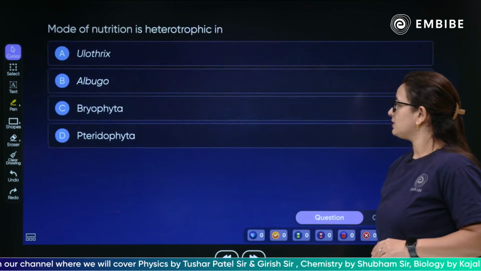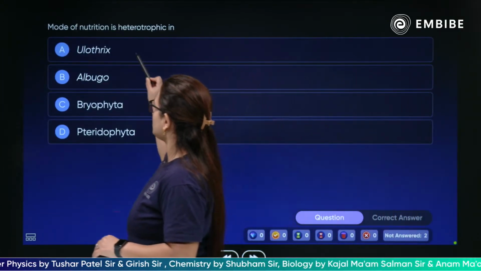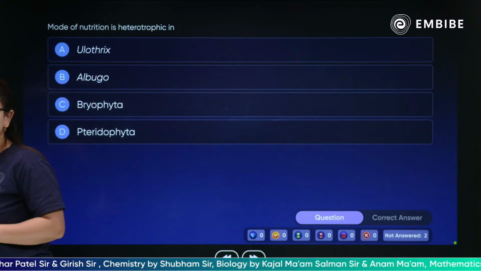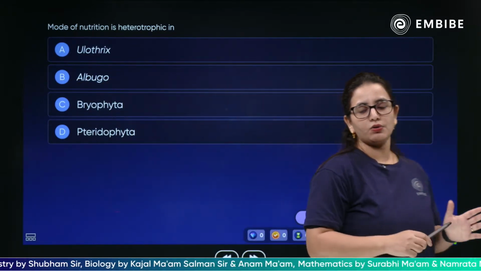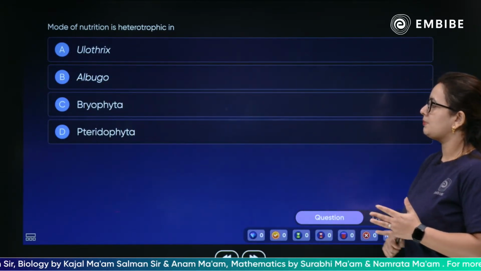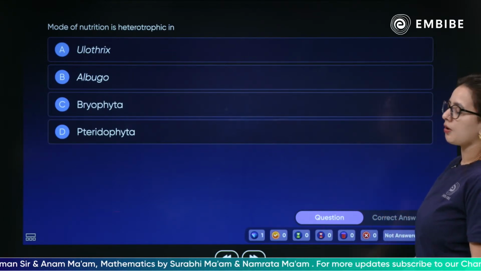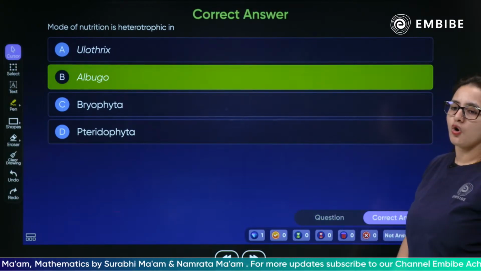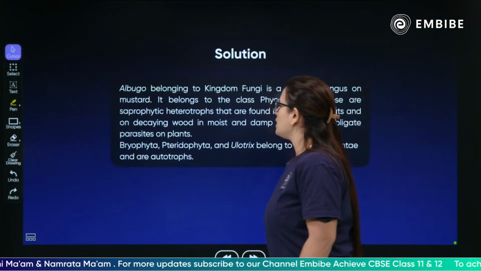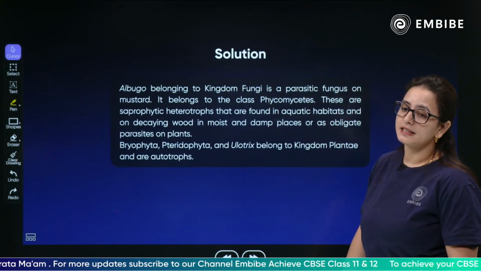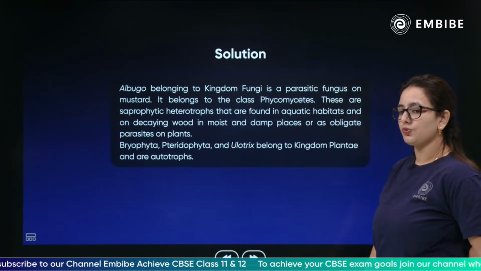Okay. The next question is: the mode of nutrition is heterotrophic in what? Albugo, Bryophyta, Eleutherox, or Pteridophyta? Children, the mode of nutrition is heterotrophic in fungi, of course, which is Albugo. Albugo is the fungi which shows heterotrophic nutrition, belonging to the Phycomycetes.